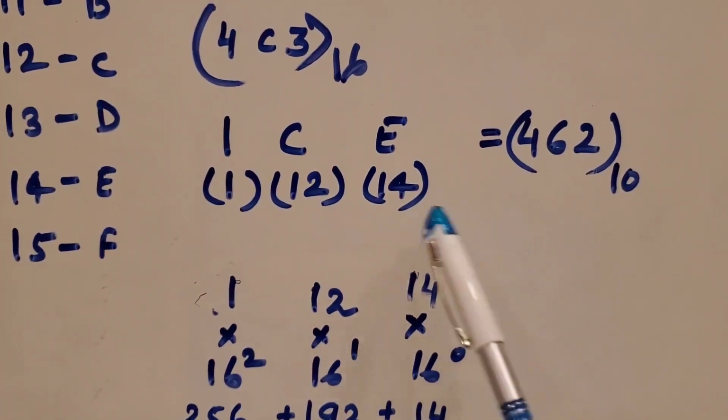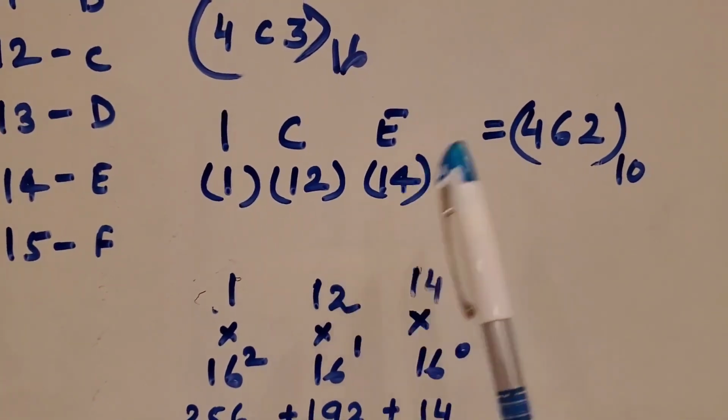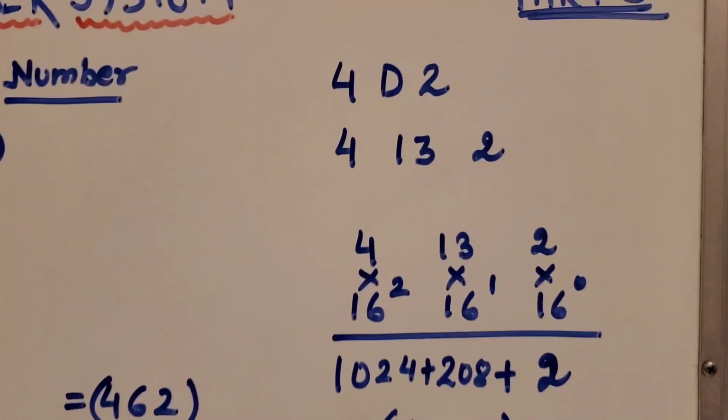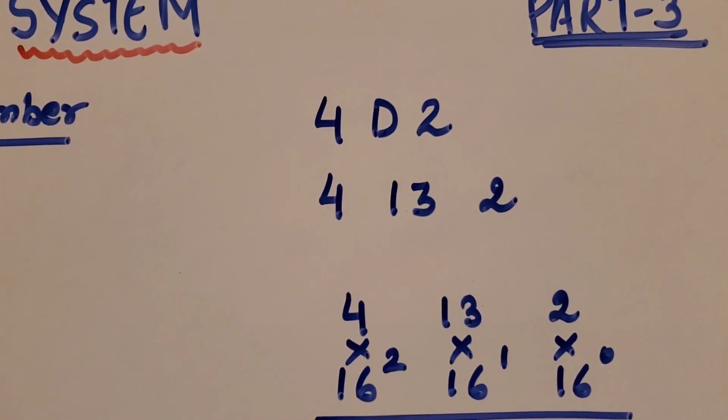We have got now from this number to this number. This is the hexadecimal one and this is the decimal number. One more example to make you more clear. See, the number is 4D2 and D represents 13.